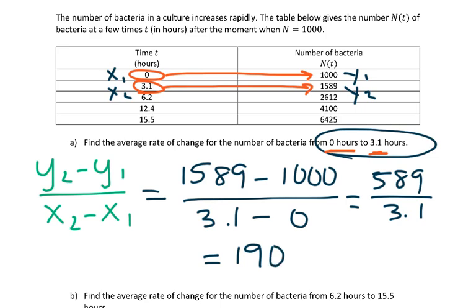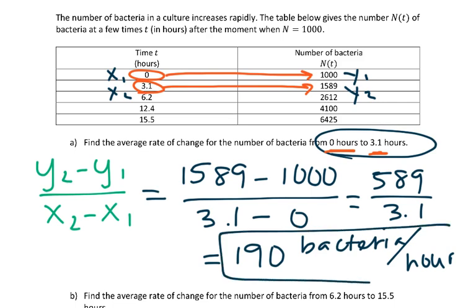Now what does this represent? It's 190 bacteria for every hour. Again, average rate of change means how much it's increasing about. So it's increasing about 190 bacteria for every hour. So there we go, that's part A.